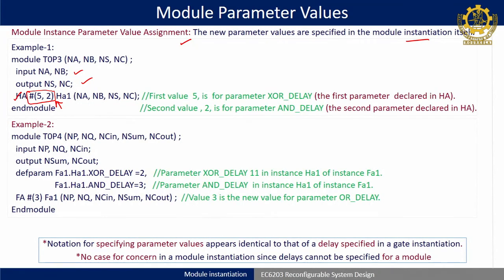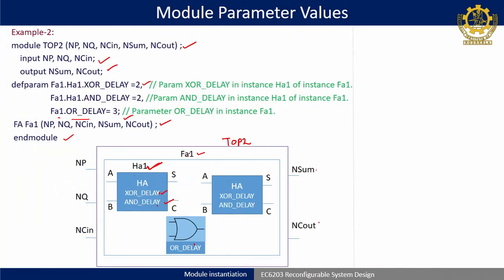So first we will refer to the parameters defined inside HA, second will refer to the parameter defined in the respective HA respectively. So that I have written here, the first parameter declared in HA and the second parameter declared in HA respectively. For the second example, refer to this figure.